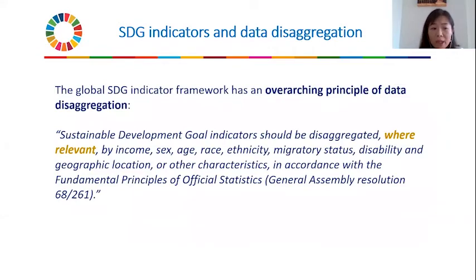The global indicator framework also includes an overarching principle of data disaggregation, which states that sustainable development goals indicators should be disaggregated where relevant by income, sex, age, race, ethnicity, migratory status, disability, and geographical location, or other characteristics, in accordance with the fundamental principles of official statistics.